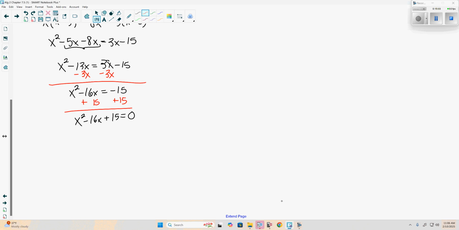Now at this point here, we can factor it. 2 sets of parentheses with 3 spaces. Since our third term is positive, the signs are the same and match the sign of the middle term, so negative and negative. Our factors of x squared are x and x. And our factors of 15 are 1 and 15, 3 and 5. Well, the set of factors that we're going to want are 1 and 15, and that will give us our negative 16x.